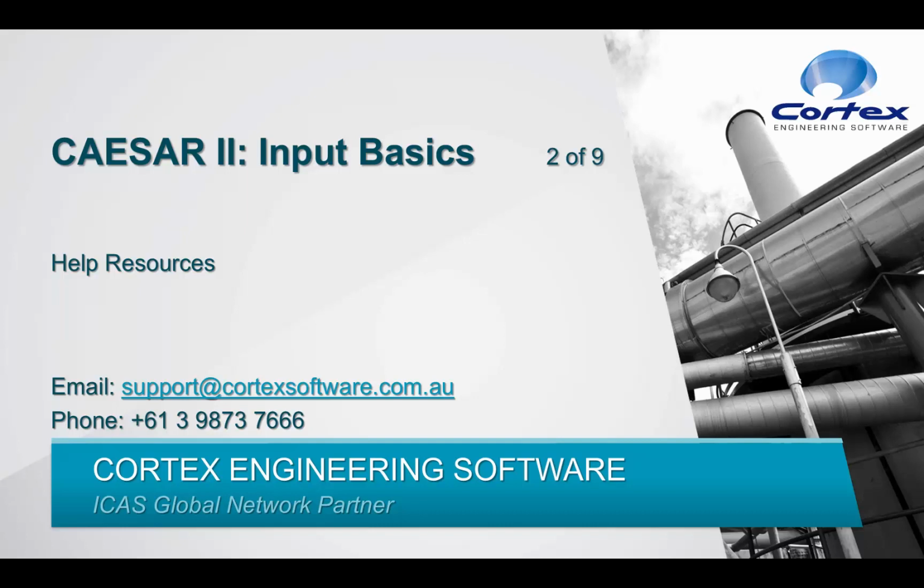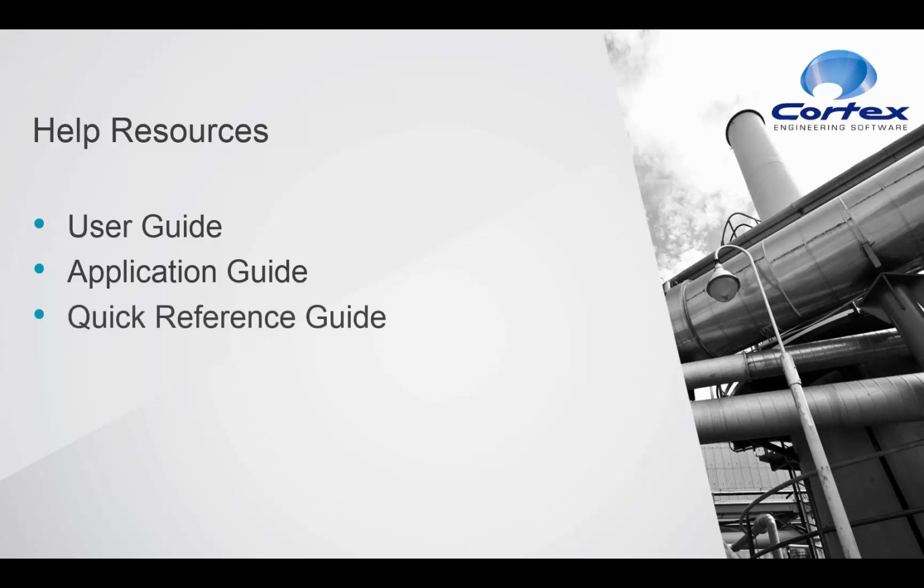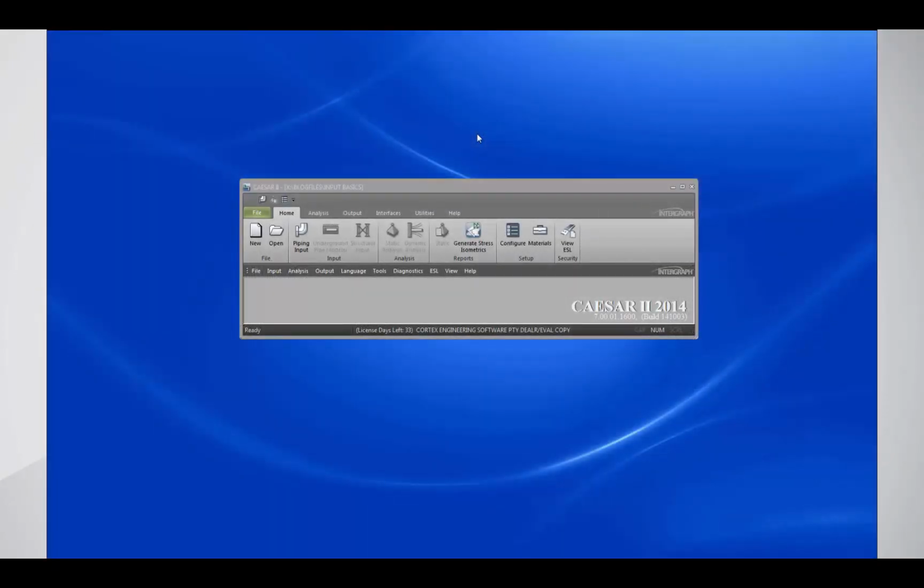What we want to do here is to show you what sort of resources are available to help you when you need reference or need some help. There are a number of documents that ship with the CESA 2 product. The first one is a user guide. We have an applications guide and a quick reference guide. I want to quickly take you through those as we go through.